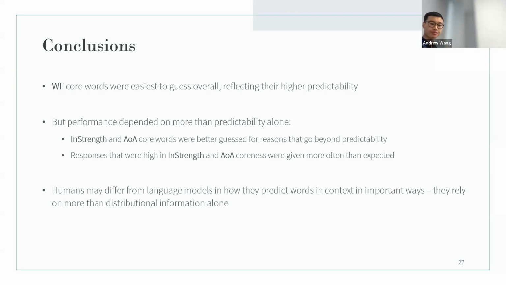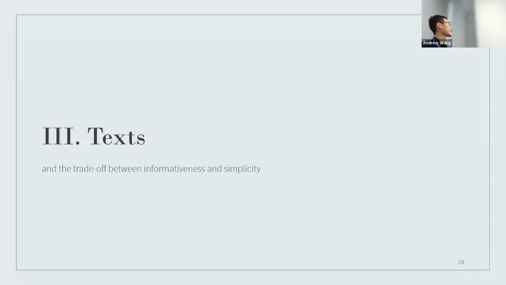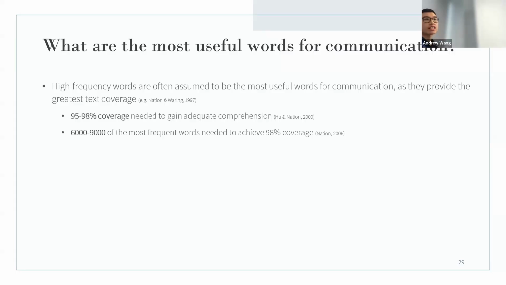So I'm going to switch tack now and talk about text and reading comprehension. And so this goes back to one of the key questions about core vocabulary. So what are the most useful words for communication? And in many areas, particularly in the area of applied linguistics, there's often an assumption that high-frequency words are the most useful for communication because they provide the greatest text coverage.